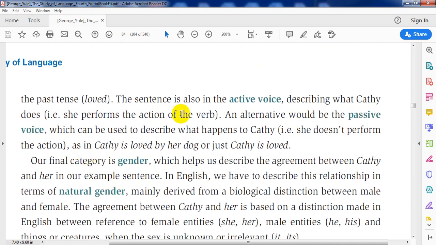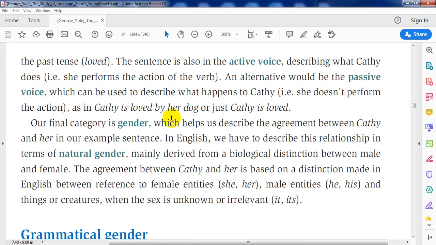We also have agreement in voice. We have active voice and passive voice. I would say Kathy loves chocolate, and I would say chocolate is loved by Kathy. It is different. So we have here agreement in voice. The active voice is different from the passive voice.